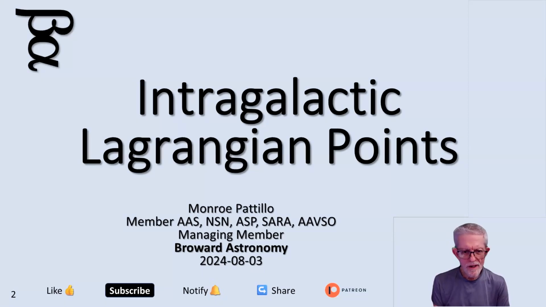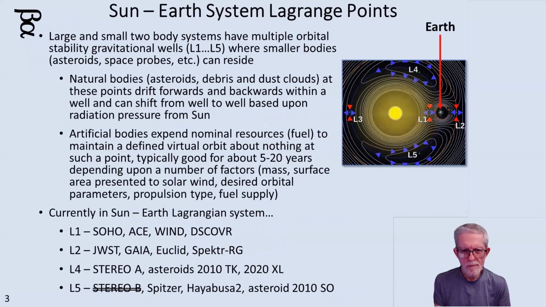So hello again. Tonight we're going to talk about intragalactic Lagrangian points, or Lagrange points. Interesting extrapolations at the end. You probably are aware of the Sun-Earth system of L points, L1 through L5. You can see there in the picture the sun sits in the center and the Earth is out there on the right. The rest of the entire solar system is not part of the picture at this point. We're just concentrating on the Sun-Earth system.